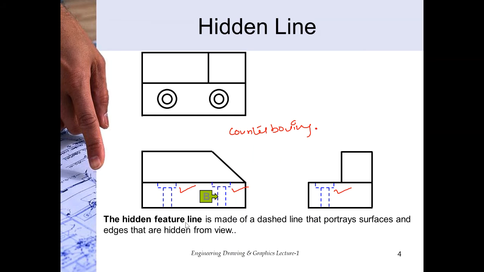The hidden line feature is made up of dashed line that portrays the surfaces and the edges that are hidden from the view. अब ये जो दो views हैं, ये आप top view में देख सकते हैं कि ये दो holes हैं, but this is front view, and you can clearly see कि front view में आपको ये दो holes visible नहीं थे, but you have to show them because they exist. So the way to show them is to draw them by a hidden line, and hidden line उसने कैसे draw की हुई है, small dashes में.